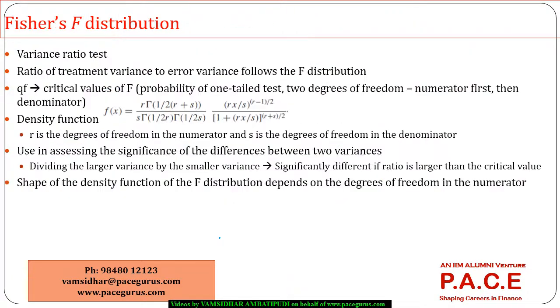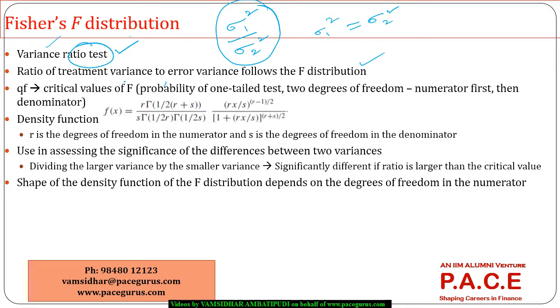Then let's move on to the next distribution, which is an F distribution, which we use especially when we are testing two variances. When I am looking at sigma 1 squared by sigma 2 squared, I can assess whether sigma 1 squared is more or less similar to sigma 2 squared, or whether you have a significant difference between them. I can assess this using the F distribution. That's why it is called a variance ratio test.